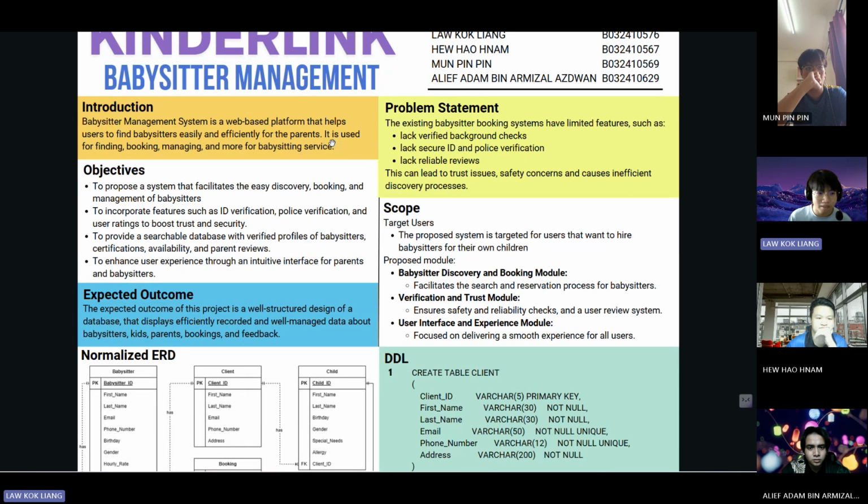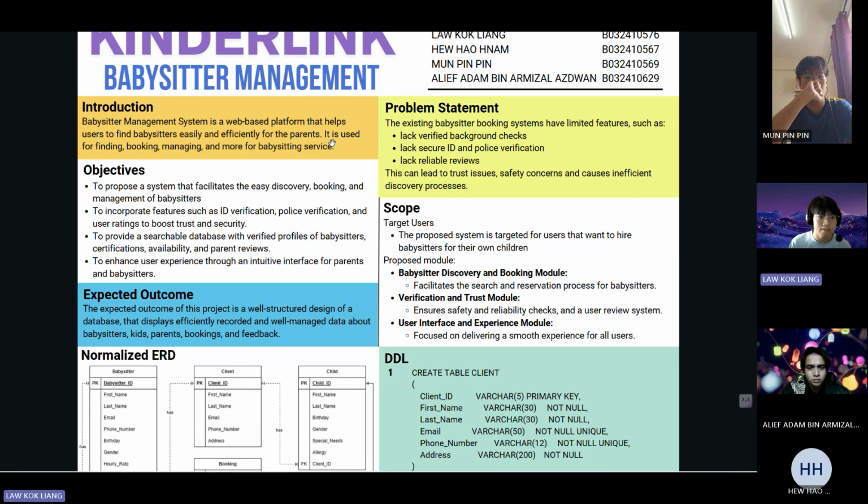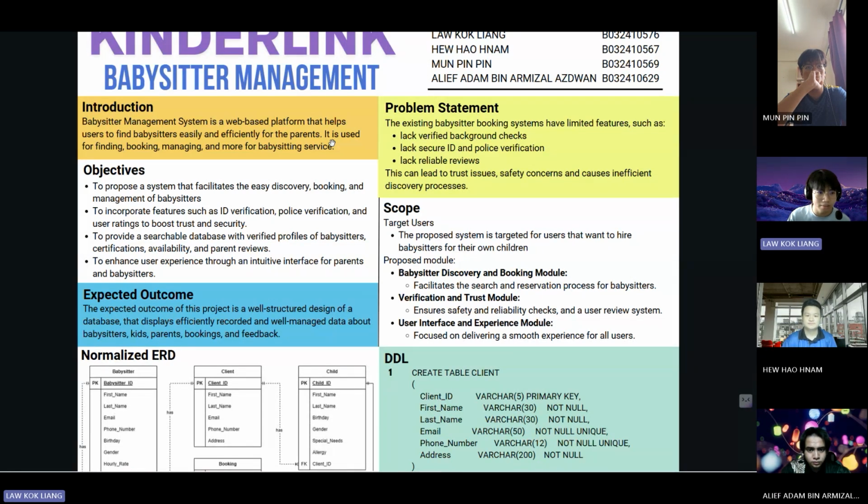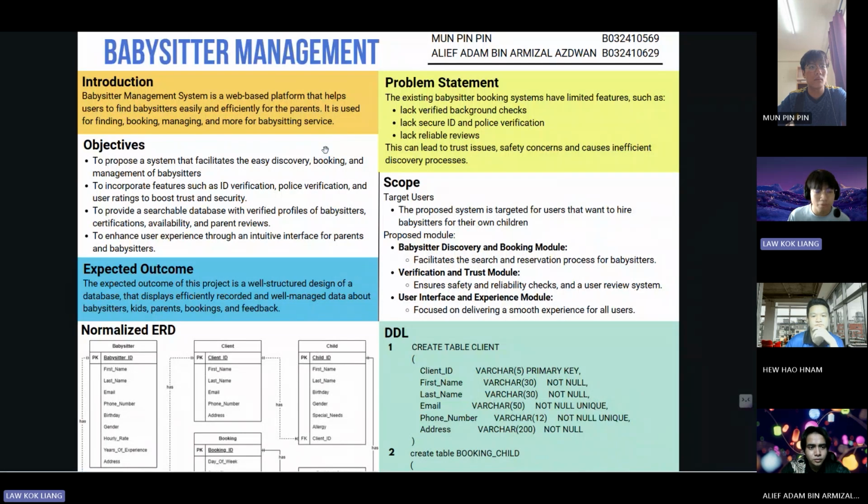There are four objectives for our group project. The first is to propose a system that facilitates the easy discovery, booking, and management of babysitters. Secondly, to incorporate features such as ID verification, police verification, and user rating to boost trust and security. Thirdly, to provide a searchable database with verified profiles of babysitters, certifications, availability, and parent reviews. And the last is to enhance user experience with an intuitive interface for parents and babysitters.